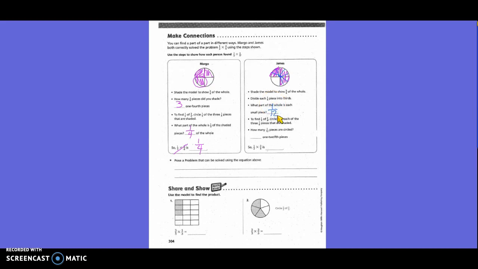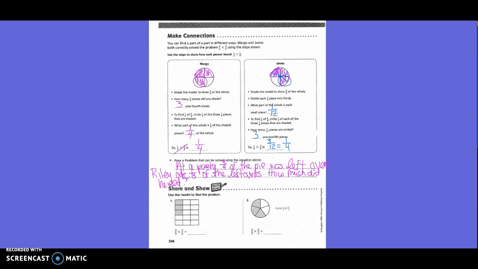So to find 1/3 of 3/4, circle 1/3 of each of the 3 1/4 pieces. So once again, we would circle a section, right? And how many little pieces do we have? 3. We have 3 1/12 size pieces. So 3/12 also equals 1/4. That one they just broke into a couple more little steps. Pose a problem that can be solved using the equation above. So we came up with: at a party, 3/4 of the pie was left over. Riley ate 1/3 of the leftovers. How much did he eat?